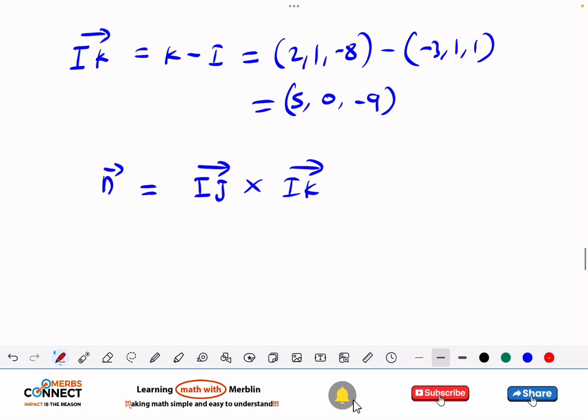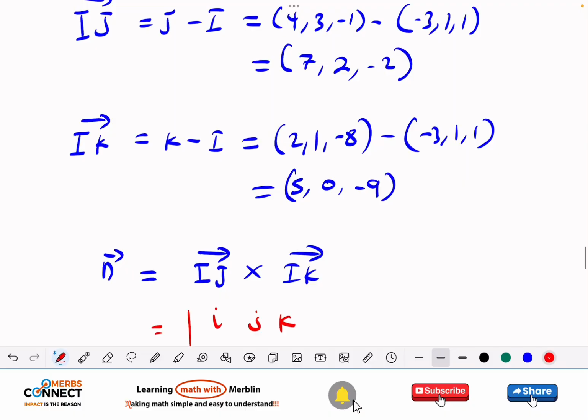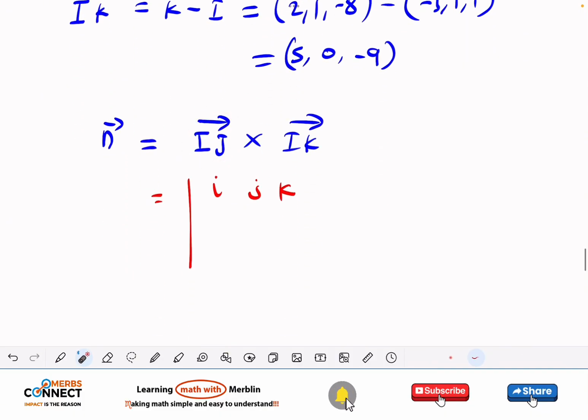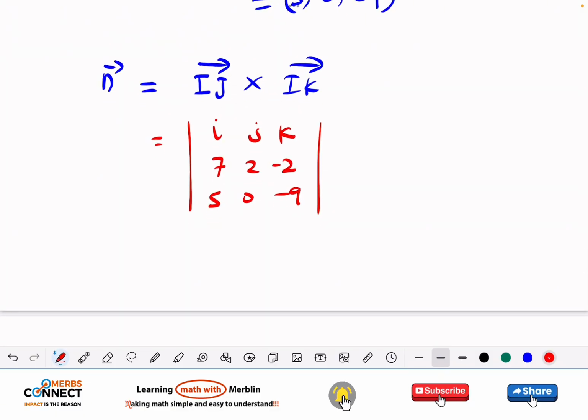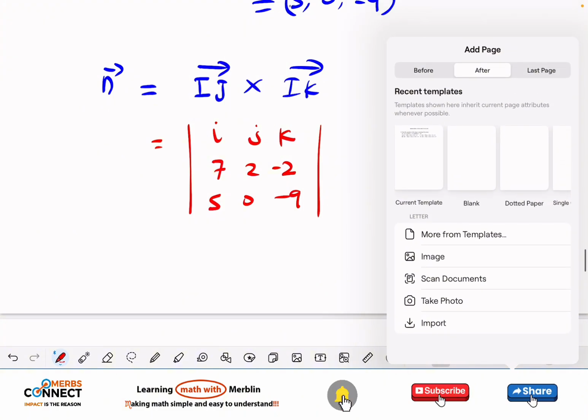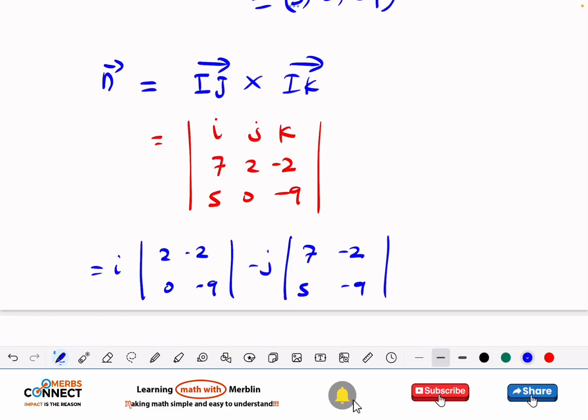The more you solve examples, you get used to the questions for you to go very fast. So ijk, and then the components for this are 7, 2, minus 2. And then the other one is 5, 0, minus 9. So let's try and figure out what we are going to get. As usual, i times (2 times minus 9 minus 0 times minus 2), minus j times (7 times minus 9 minus 2 times 5), plus k times (7 times 0 minus 2 times 5).